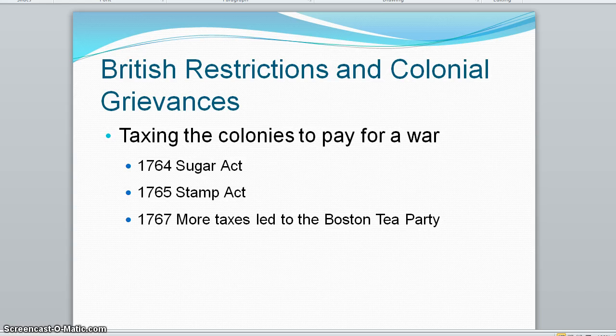Once the colonies were established, by the 1760s the British Parliament began to pass tax laws that treated the colonies as one unit, and they were taxing them largely to pay off the debt from the French and Indian War. For example, in 1764 they passed the Sugar Tax. Colonists protested. In 1765, the Stamp Act. Colonists were saying this was taxation without representation. They boycotted English products. And two years later, more taxes led to the Boston Tea Party.